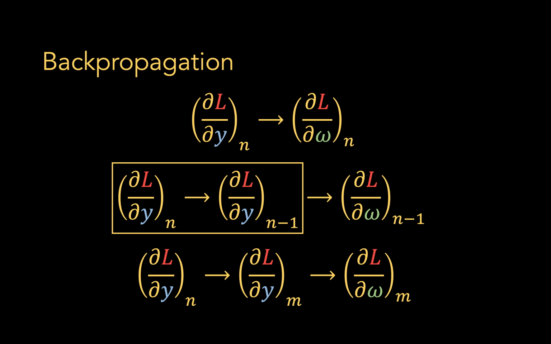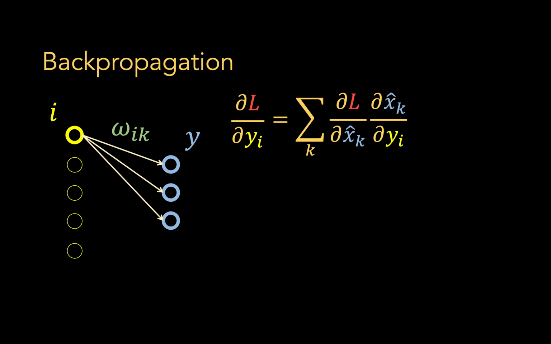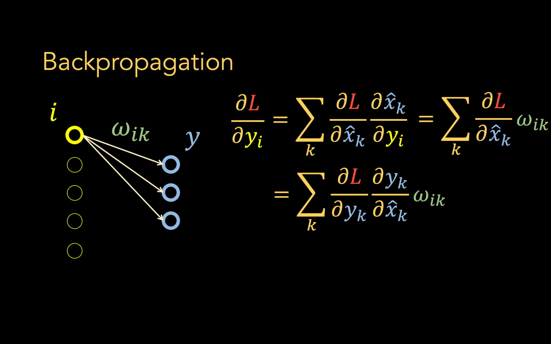But how is it actually done? Well, say we have a neuron i, which is connected to every neuron k in the following layer. Then dL over dy_i, where y_i is just the output of neuron i, equals the sum of this chain rule expression over every target neuron k. And remember that we can evaluate dx̂_k by dy_i as ω_ik. And from our previous working, we can also express dL by dx̂_k using this expression here. Hence, we can calculate dL over dy_i just by using three variables.